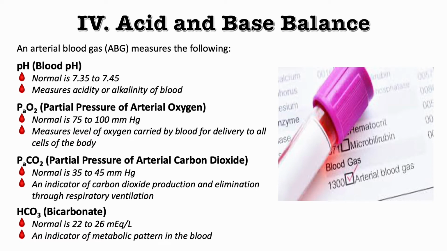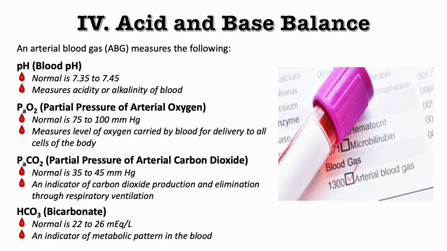These four parameters are usually assessed and measured in an ABG, but there are other parameters that we can evaluate in this test. So what are these for? We have the pH or the blood pH. Normal is 7.35 to 7.45. It measures acidity or alkalinity of blood.